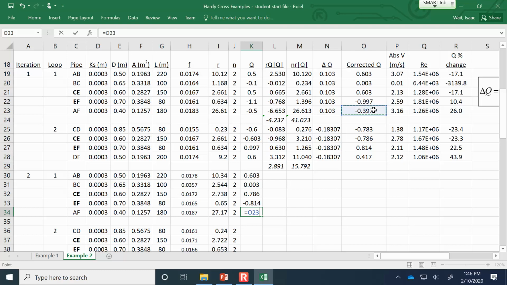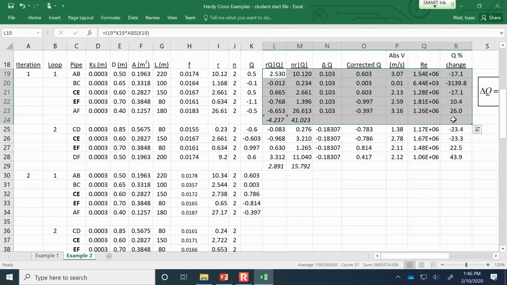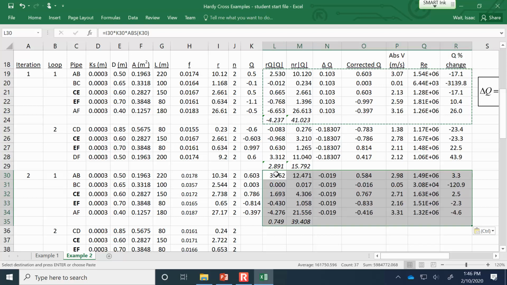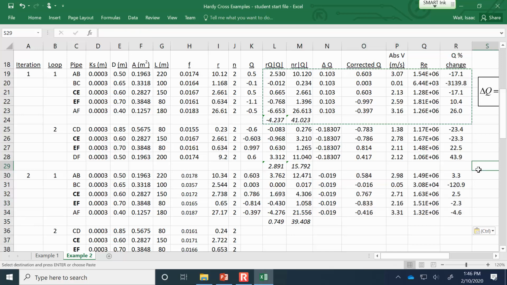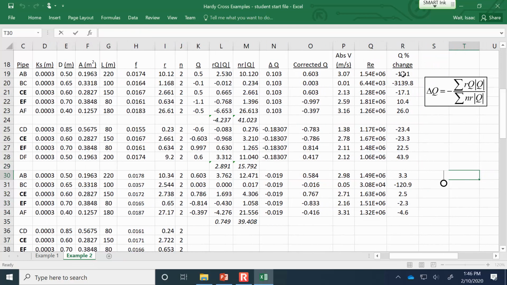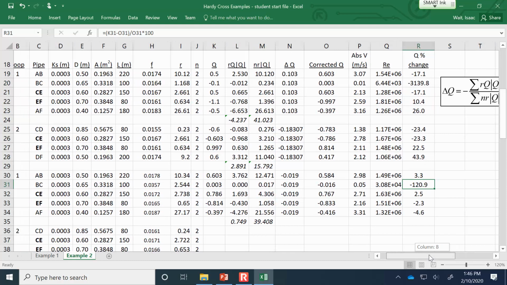AF. All right, and then we can copy and paste all of this. Control C, Control V, and it works out beautifully. We're getting better. This is getting closer. If you look at the percent change, it was 17% change, now 3% change, 3,000% change versus 120. We're getting closer. We're not quite there yet.